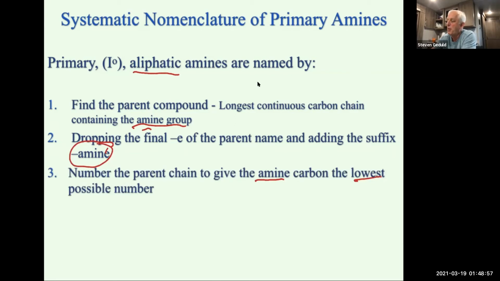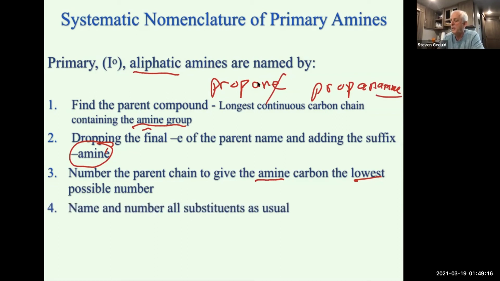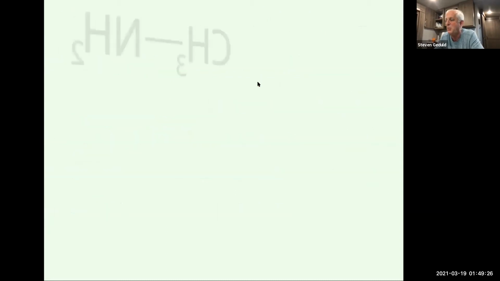So if we had propane with the amine nitrogen on the end, it would be propanamine. You drop the E and add amine. You name and number all the substituents like we usually do, adding a number 4 to the chlorine group, or a methyl group. All the rules are exactly the same, except we're dropping the E and adding the group amine.